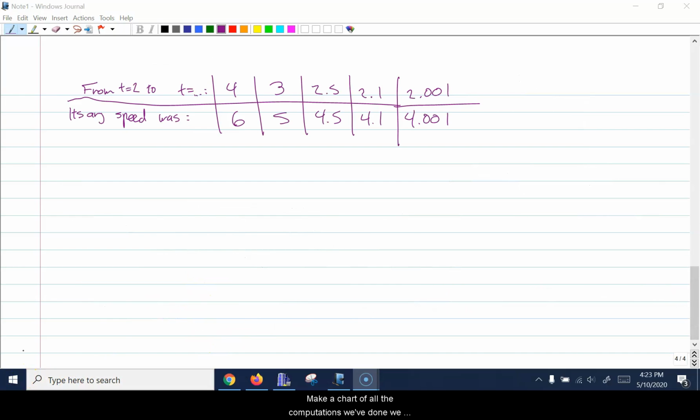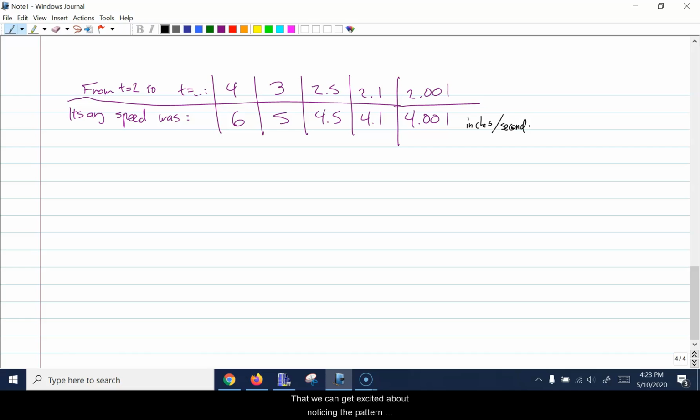So, if we make a chart of all the computations we've done, we were taking how fast the fly was moving, like what was his average speed over an interval of length 2 seconds, then 1 second, then half a second, then 1/10 of a second, then 1/10,000th of a second. And the answers we got, which we think are getting closer and closer to the correct answer, are his average speed was 6 inches per second, and then 5 inches per second, and then 4.5, and then 4.1, and then 4.001 inches per second.